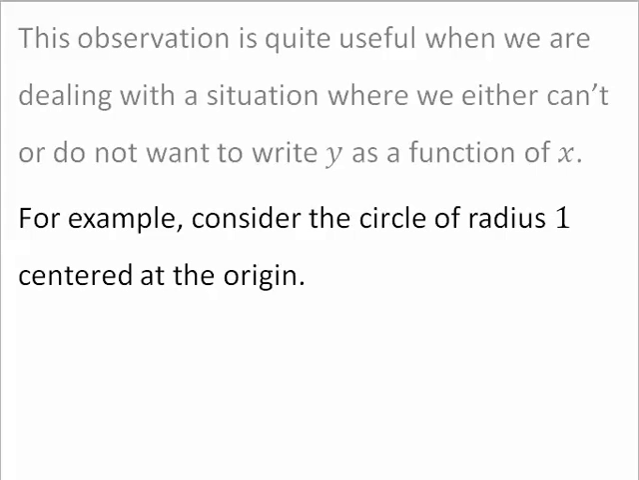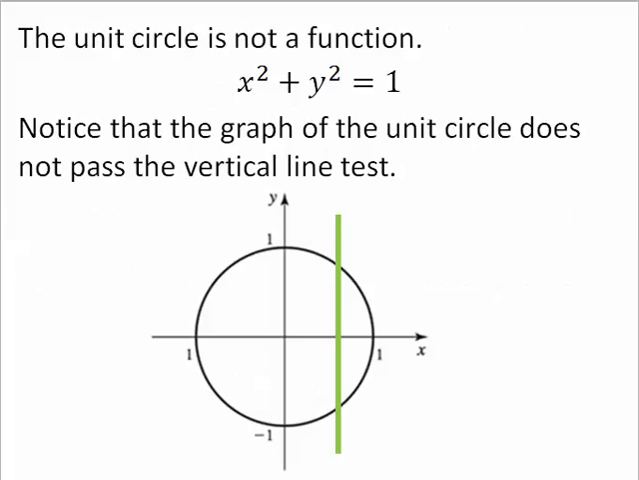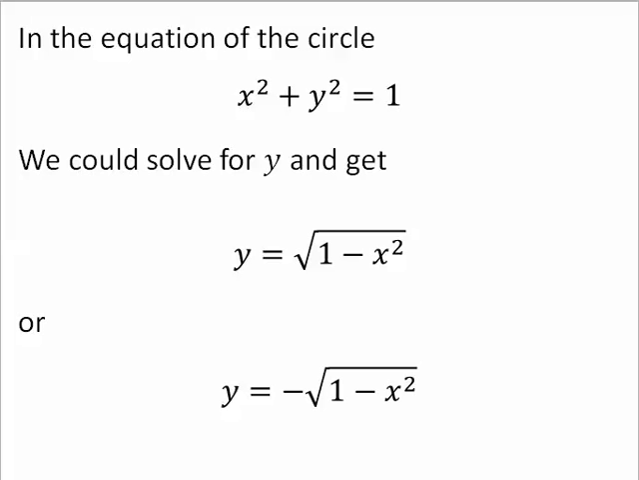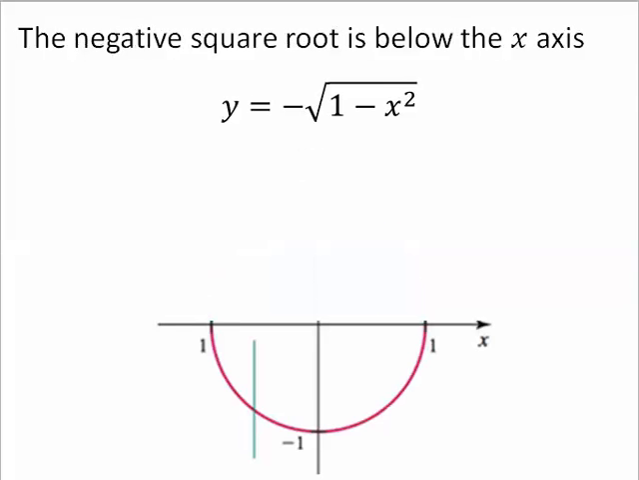For example, consider the circle of radius 1 centered at the origin. This circle is given by the equation x squared plus y squared equals 1. The unit circle is not a function. Notice that the graph of the unit circle does not pass the vertical line test. We could solve for y and get two functions. One function would represent the top of the circle and another function would represent the bottom of the circle.